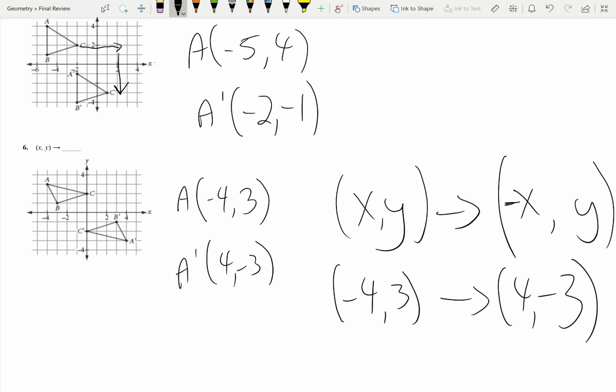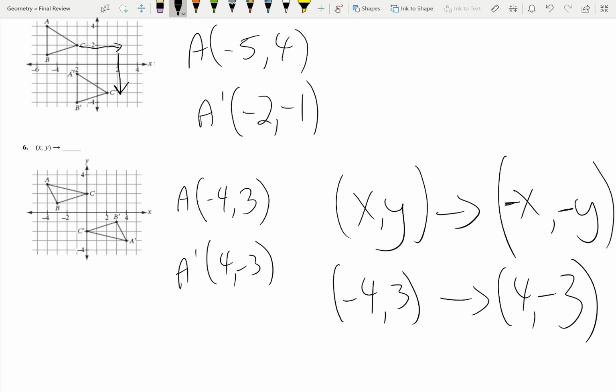Notice how 4 is a positive number, right? So it doesn't mean the number itself is negative, it means opposite. So whatever x was, it's now opposite. So negative 4, opposite negative 4 is 4. And then with y, because it's 3, opposite 3 is minus 3, all right? So we put minus y there. So that's your coordinate rule.